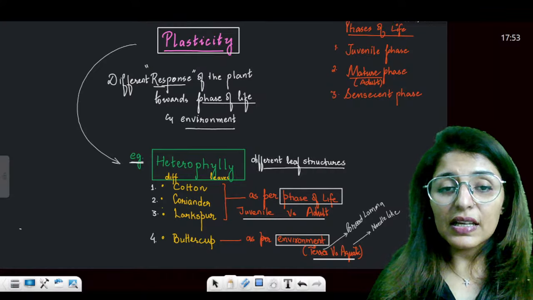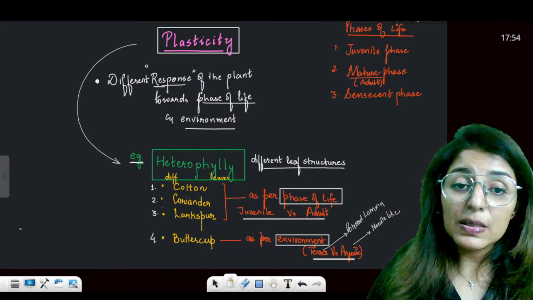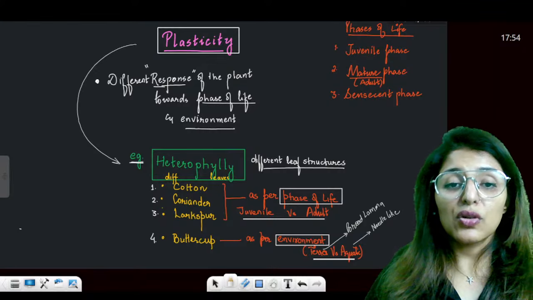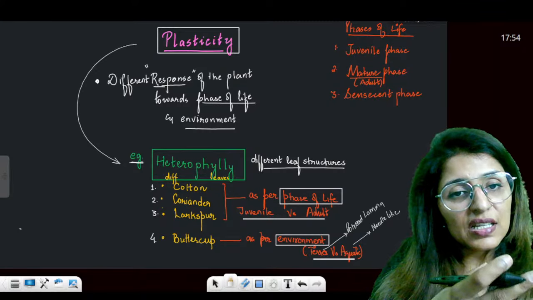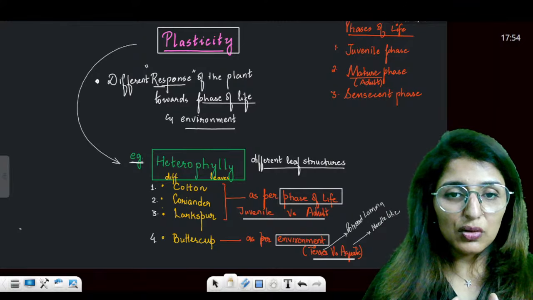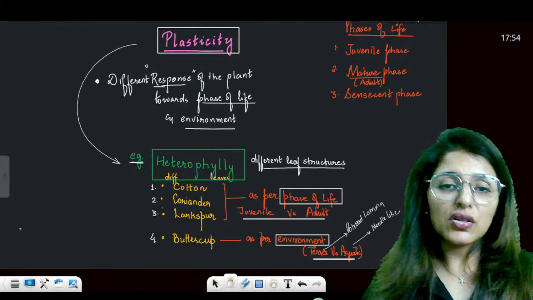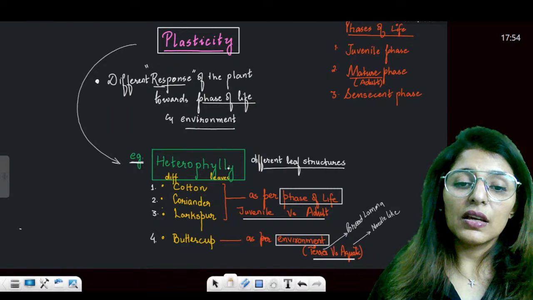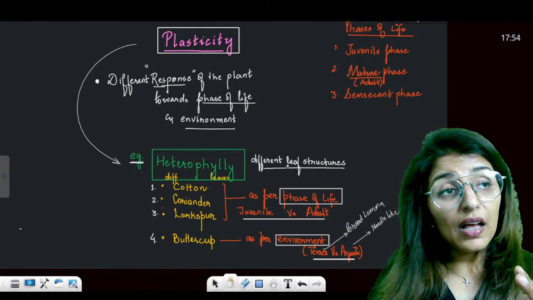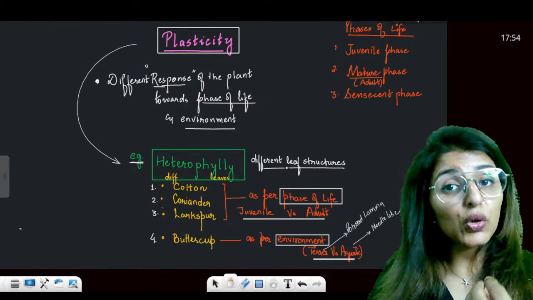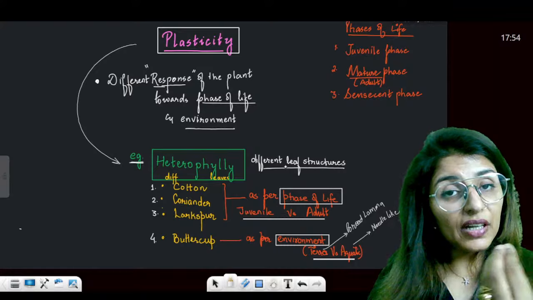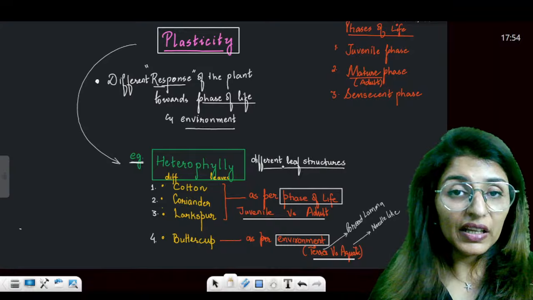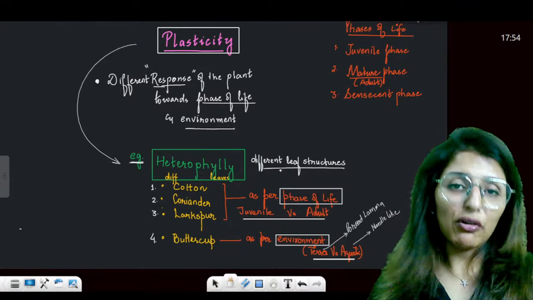So, plasticity is the different response of the plant towards different phases of life and environment. Basically, if the phase changes, the structure will also change, or if the environment changes, the structure and the response will also change. One example of plasticity is when leaves show different structures. When different types of leaves are present in the same plant, this is known as heterophily. It is one example of plasticity.